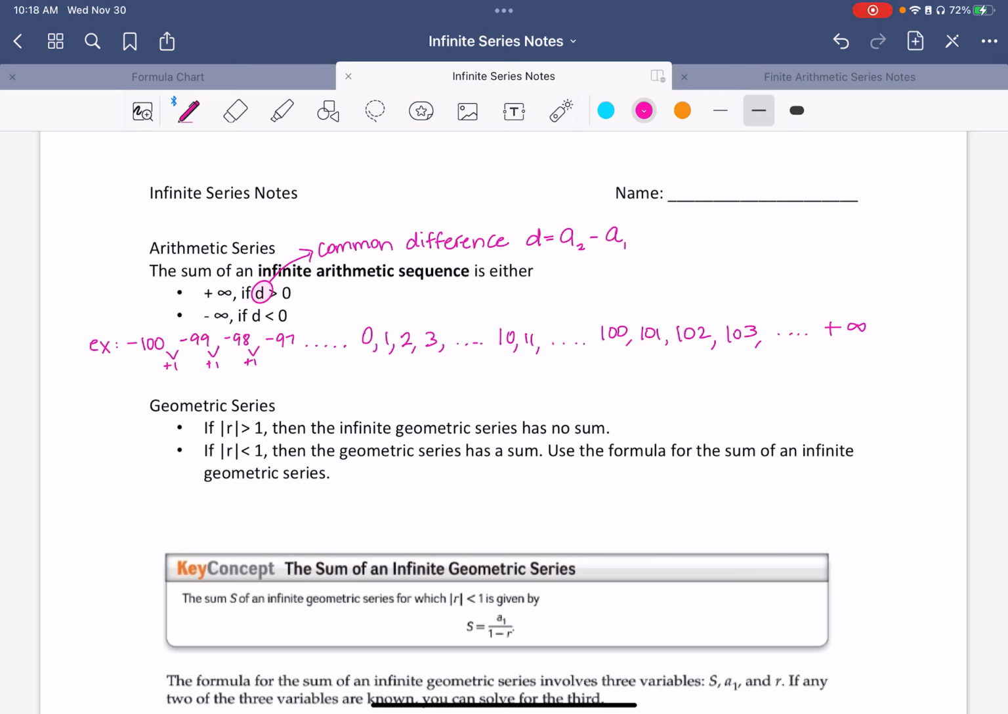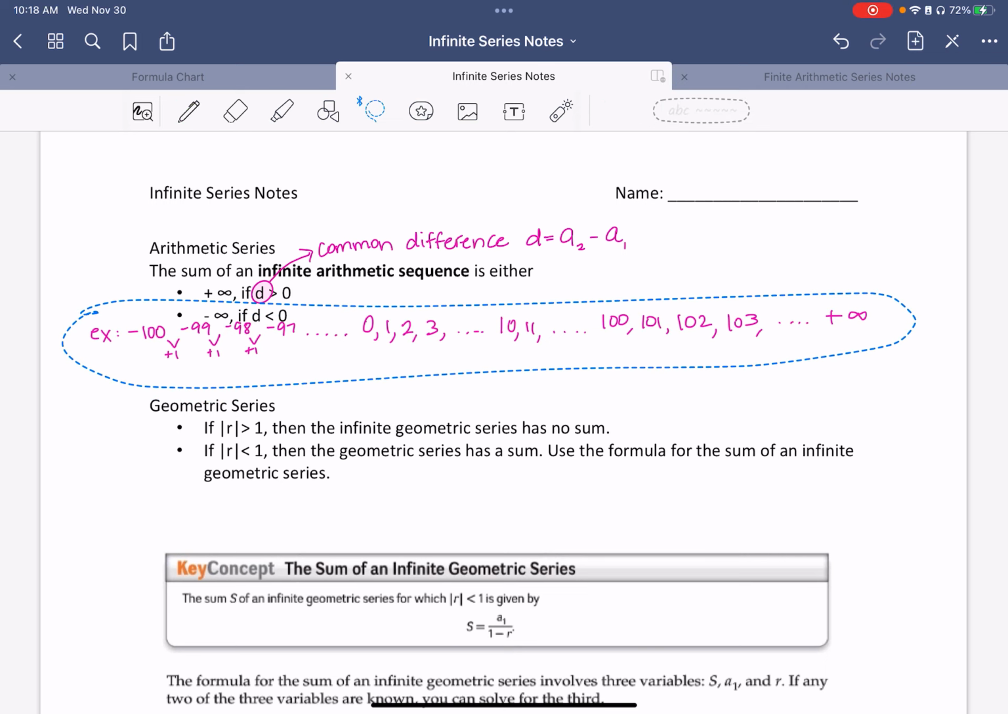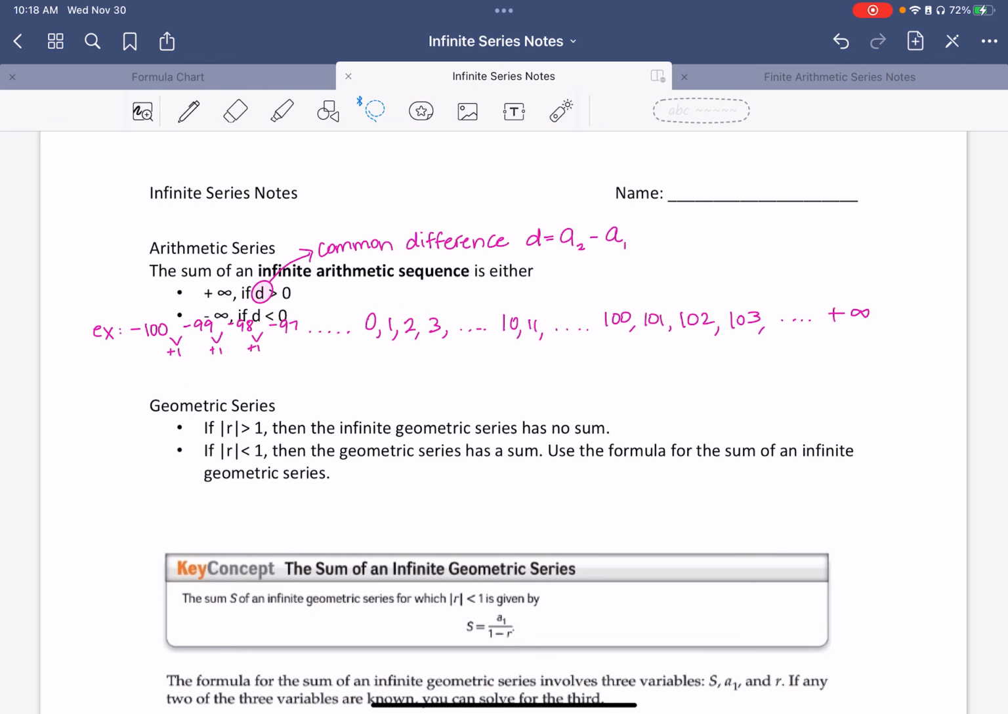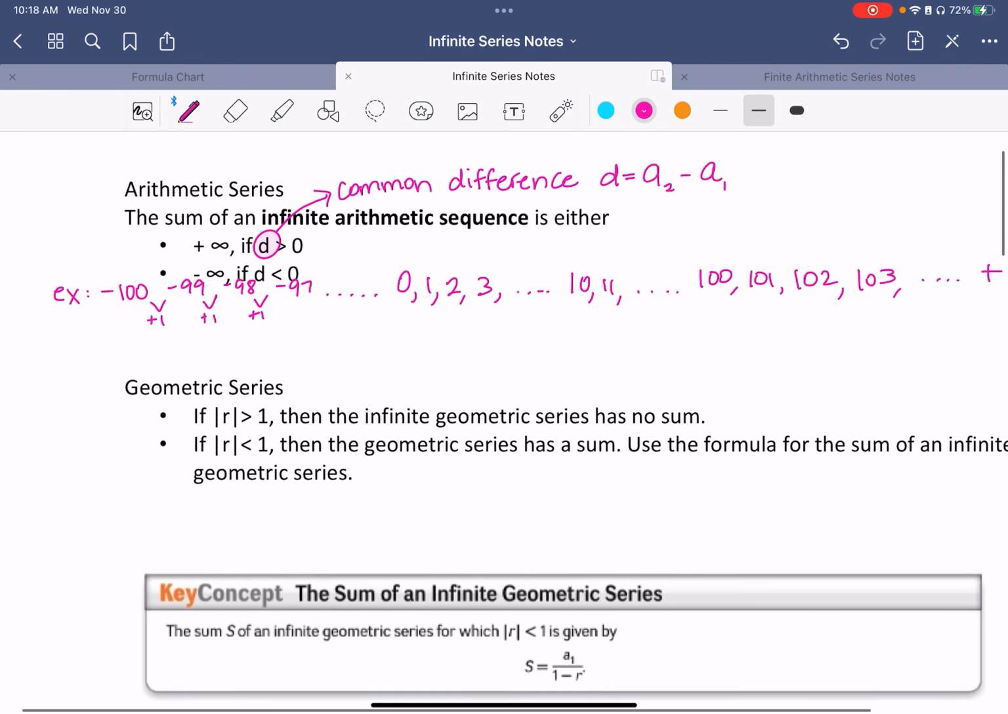Now let me show you what happens if you're subtracting a number. Let me move this up a little bit. I took up a little bit too much space. Okay. Here's another example. Let's say I started at positive 300. And let's say I wanted to subtract 1 this time. Minus 1 would put me at 299. Minus 1 again would put me at 298. Minus 1 would put me at 297.